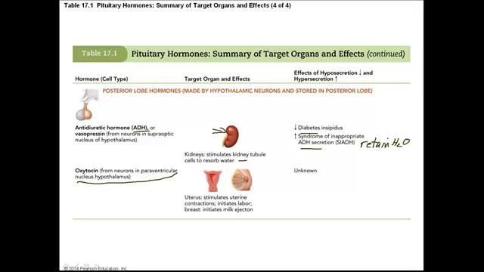Oxytocin, not OxyContin, but oxytocin. The target organs are the breast and the uterus. Stimulates uterine contractions for birth, initiates labor, and initiates milk ejection. There you go.